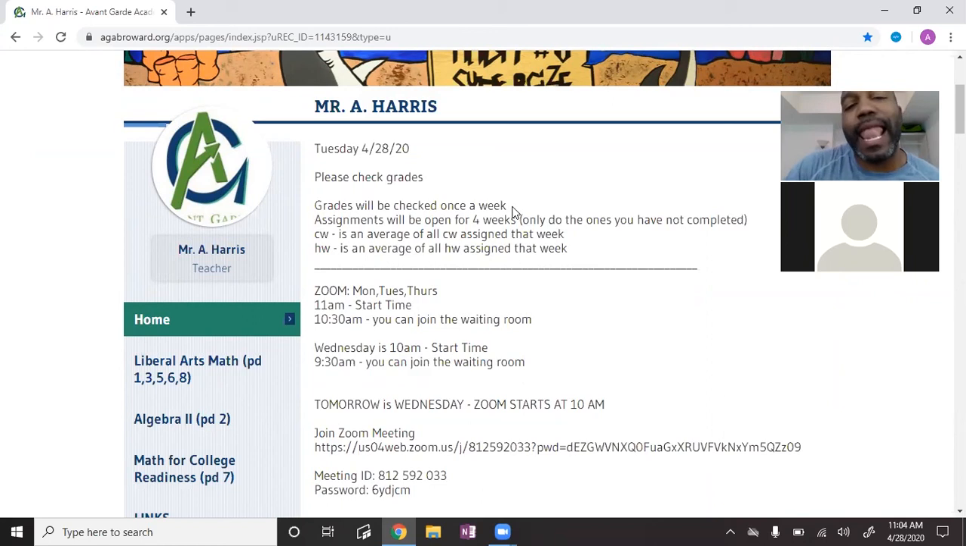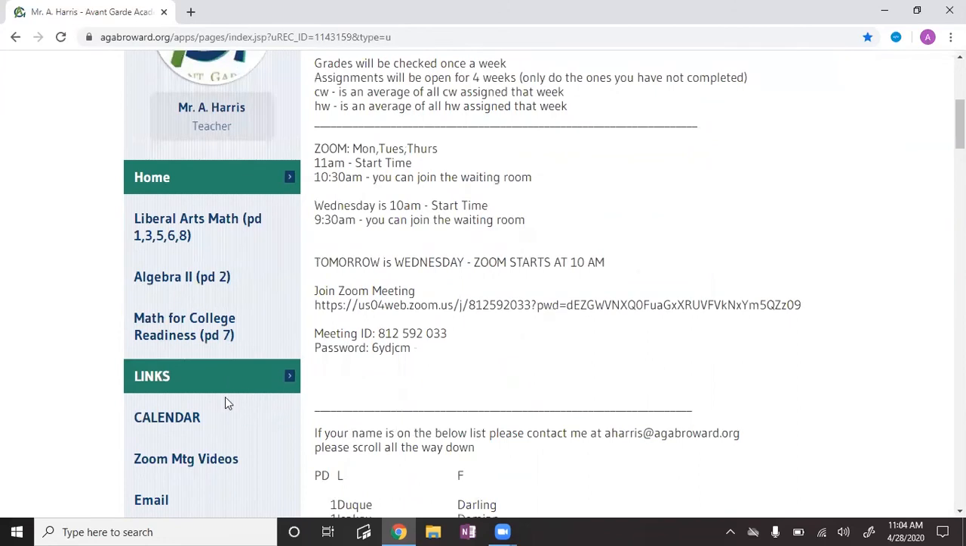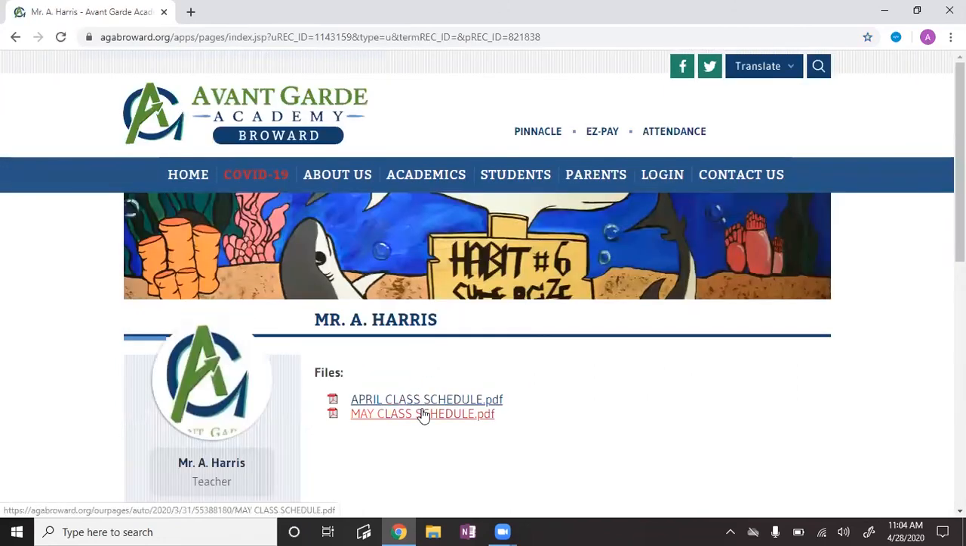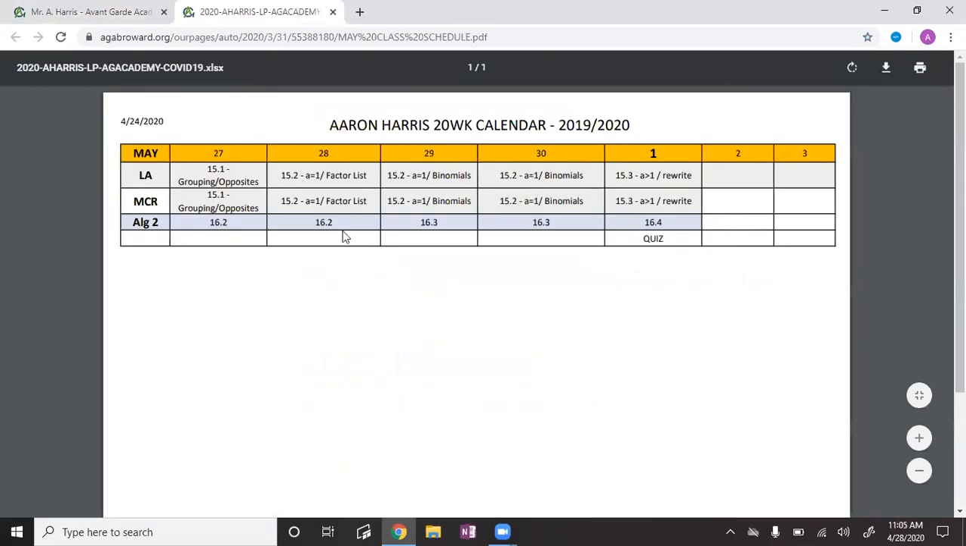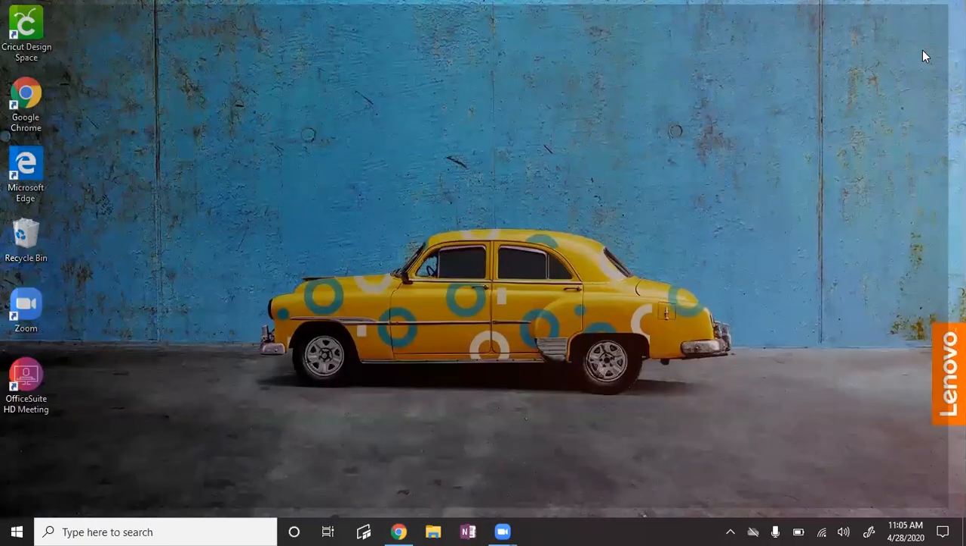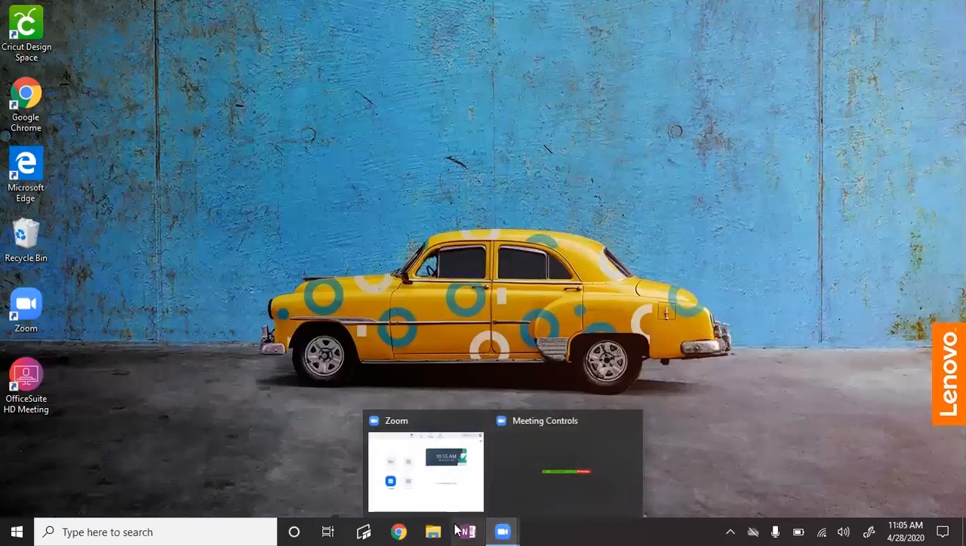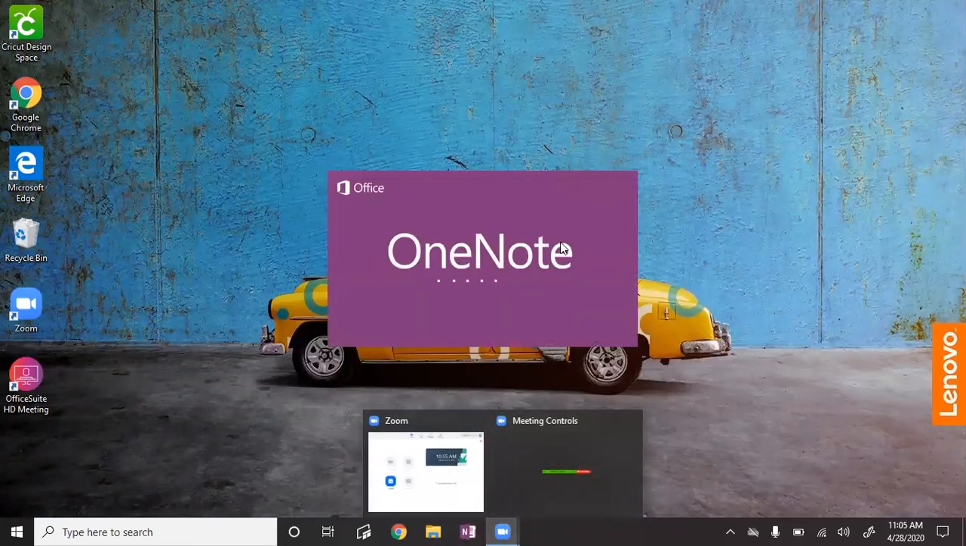And you will see a lot of assignments on HRW. If you already did it, it's completed. I have to maintain the assignments open for those students who have not started on time, need extra time, or are just not doing what they're supposed to be doing. So with that being said, I go to my calendar. Here's May. So today, the 28th, we're dealing with 15.2 and 16.2. All right, let's get crackin'. Let's go to OneNote.